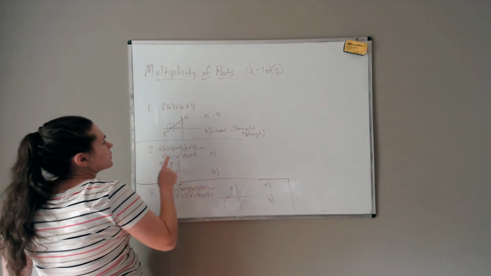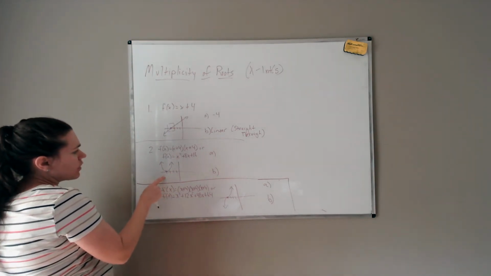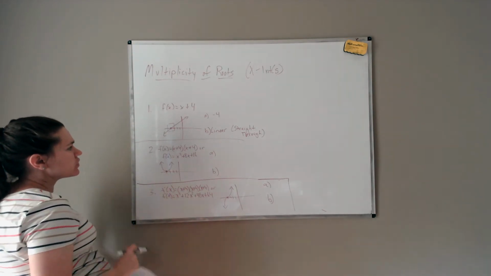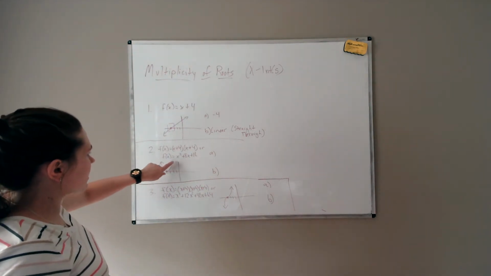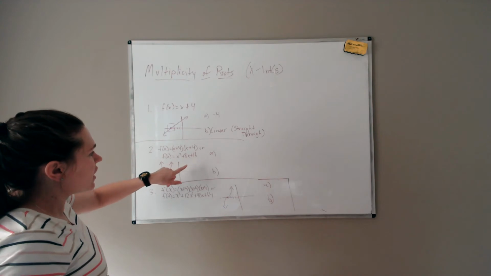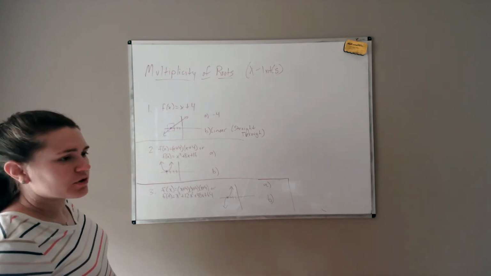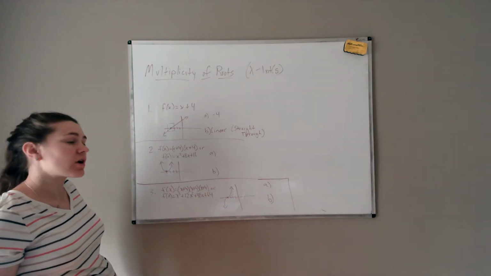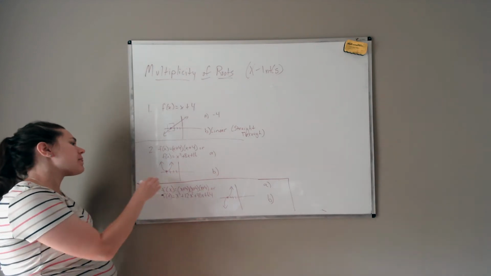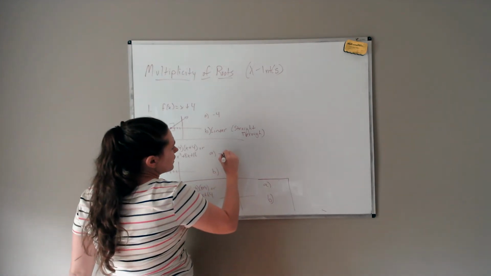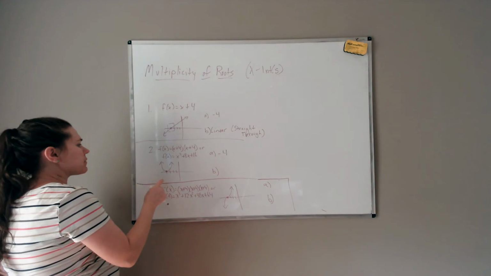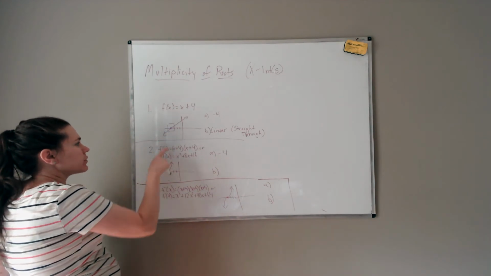And number 2, look at number 2. We have f of x is x squared plus 8x plus 16. It's factorable. It factors to be x plus 4 times x plus 4. This is a quadratic, but how many x-intercepts does this have? This only has one x-intercept of -4, but the behavior is very different between this and this.